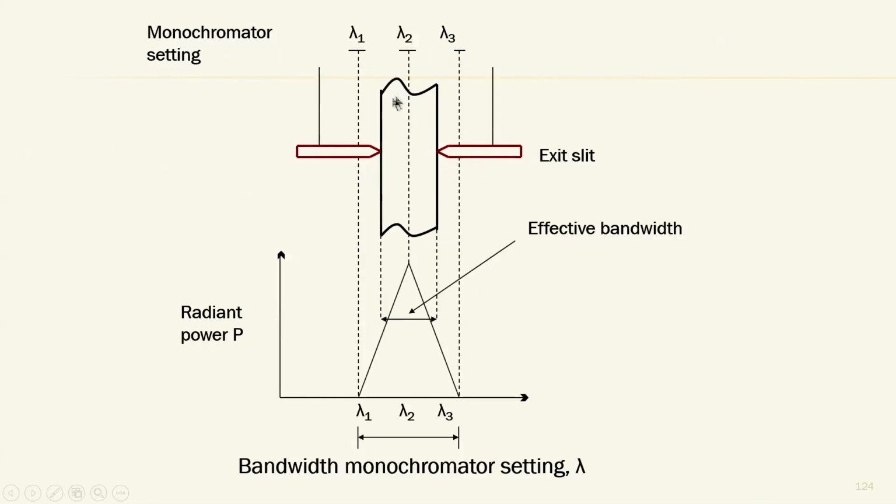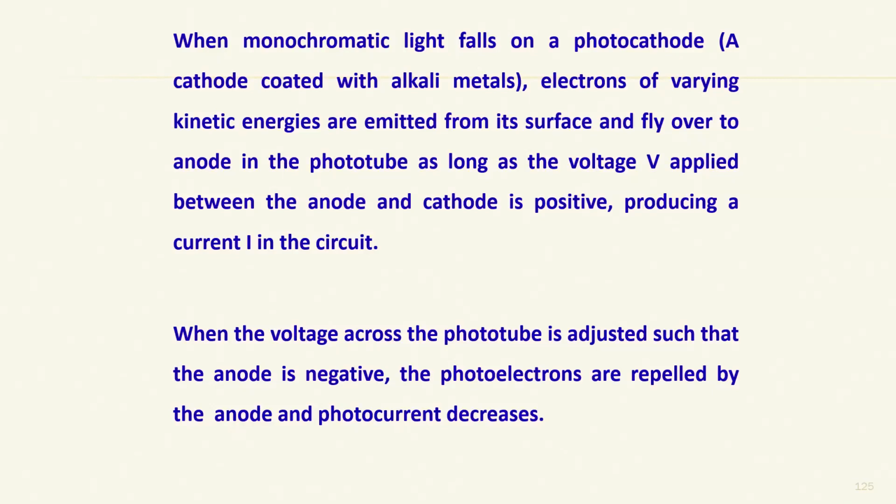So, so much of radiation keeps on coming, but it will correspond to a little bit of lambda 1 and lambda 2, and the effective bandwidth is described by the size of the exit slit also. Okay. So, that is what exactly I have written here.